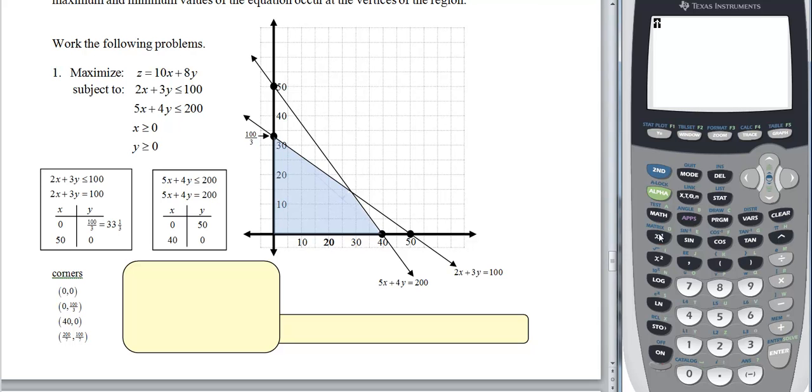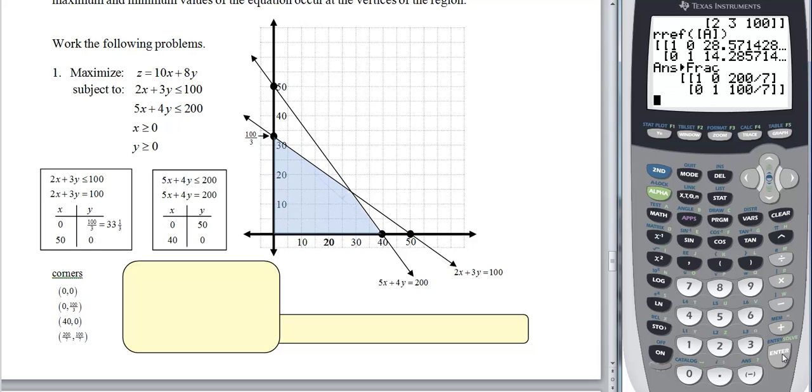Let's see, I think I have that matrix in. Let's see if I have it. That's it. So let me do my RREF to that matrix. It does look like it's very close to 28, and it is under 15, but remember you can go frac this. So you need to frac it because it's more exact. So there's that 200/7 and 100/7.